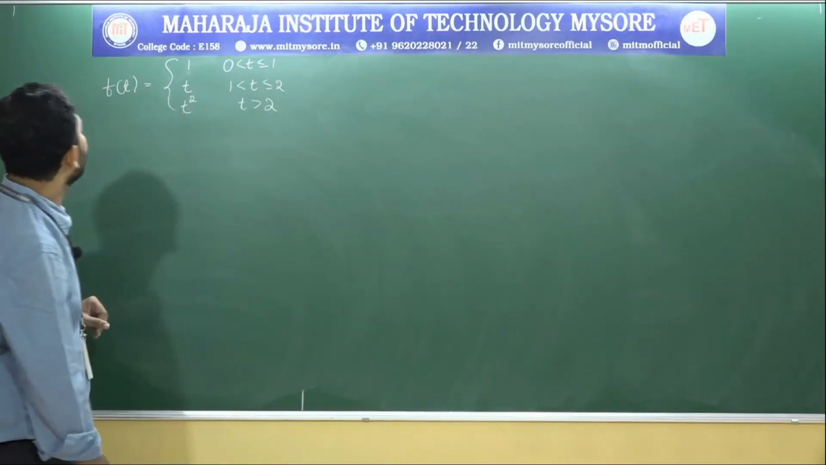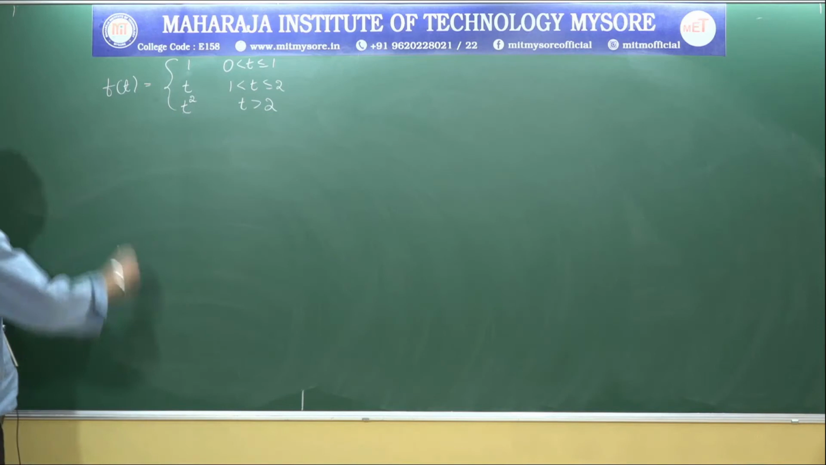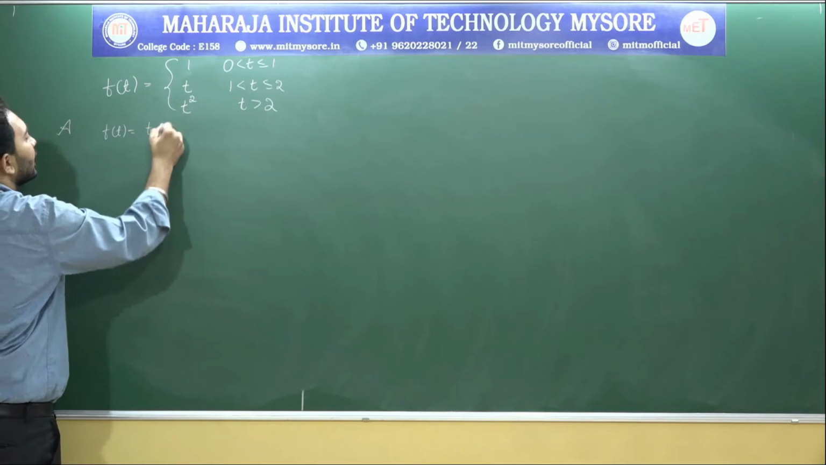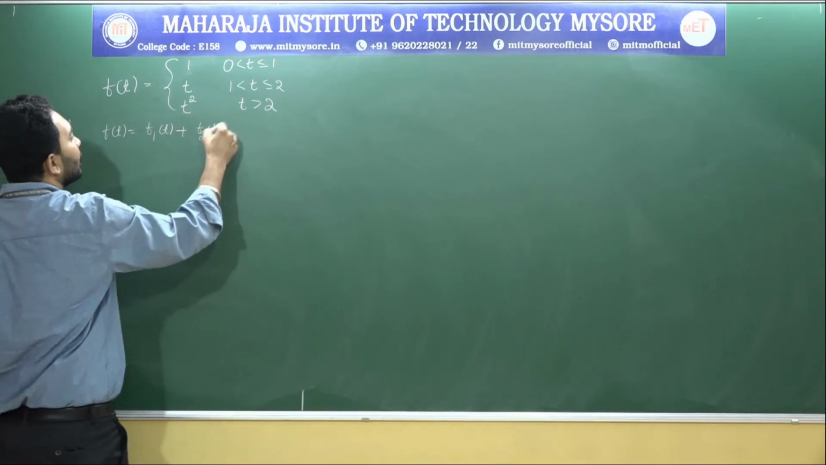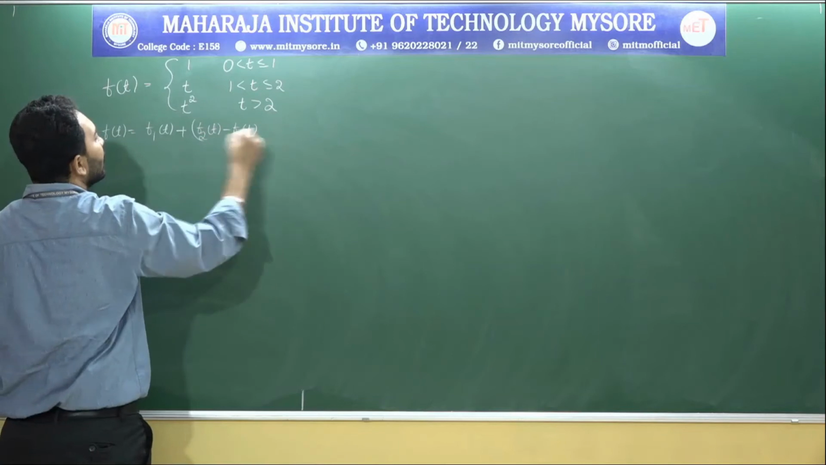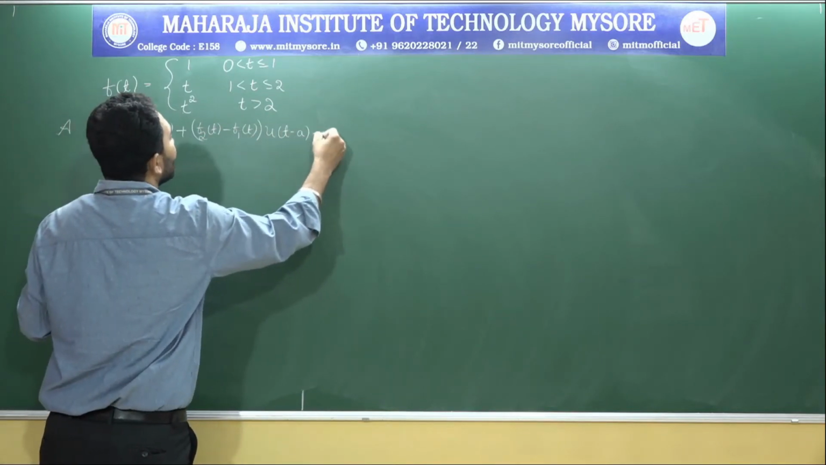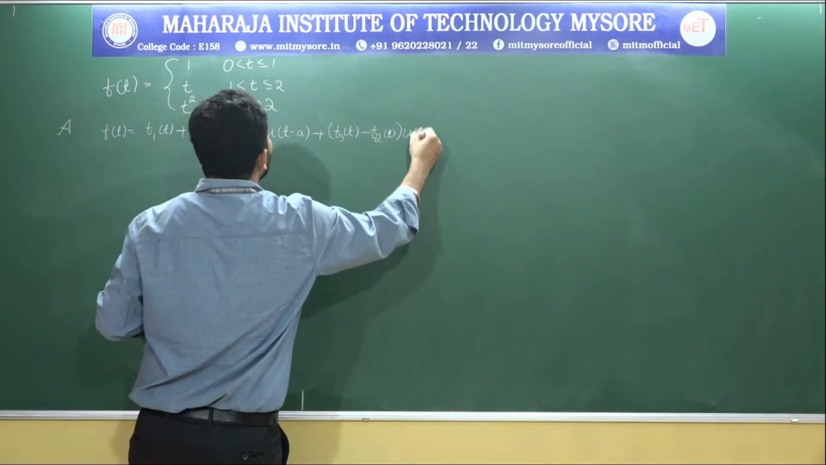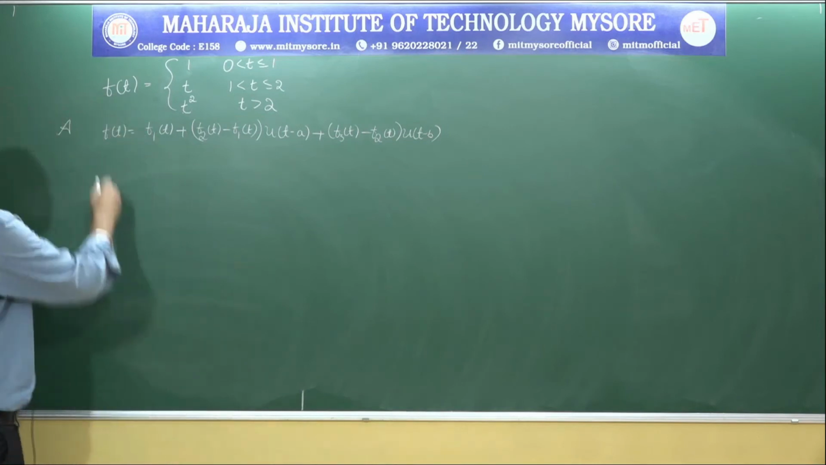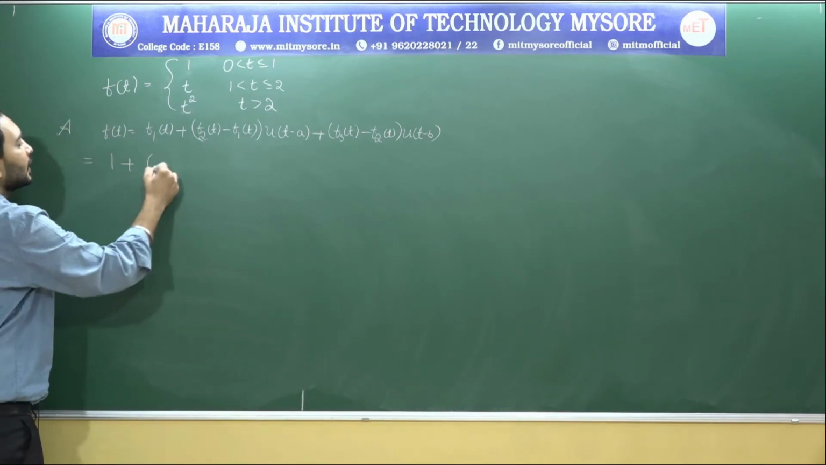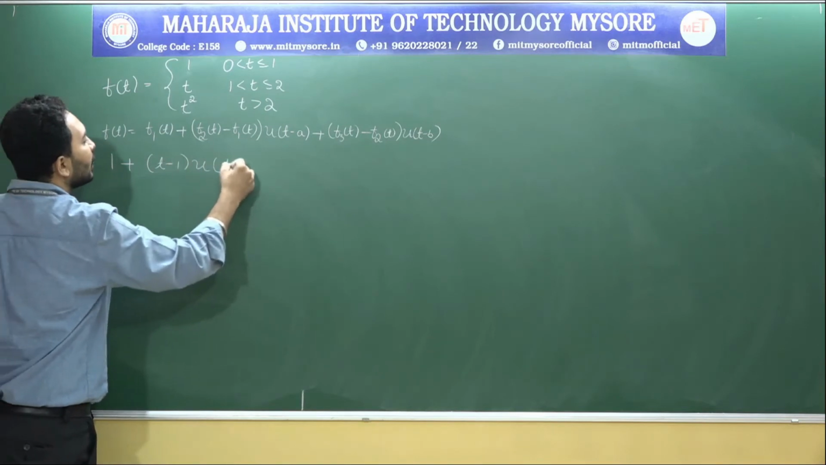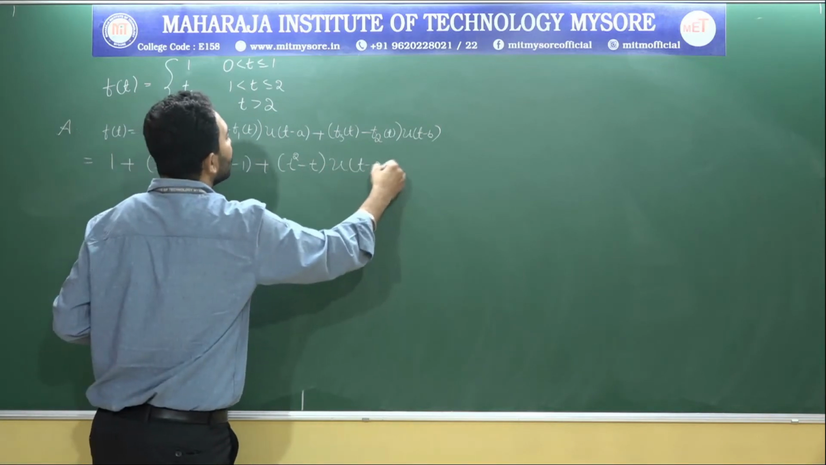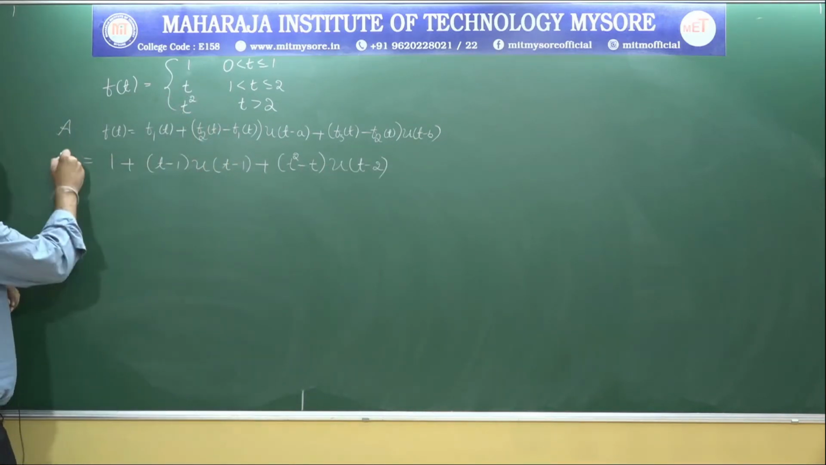So next problem, express this function in terms of unit step functions and find its Laplace transformation. So I can write f(t) equals f1(t) plus [f2(t) minus f1(t)] into u(t minus a) plus [f3(t) minus f2(t)] into u(t minus b). So this becomes 1 plus (t minus 1) u(t minus 1) plus (t square minus t) into u(t minus 2).